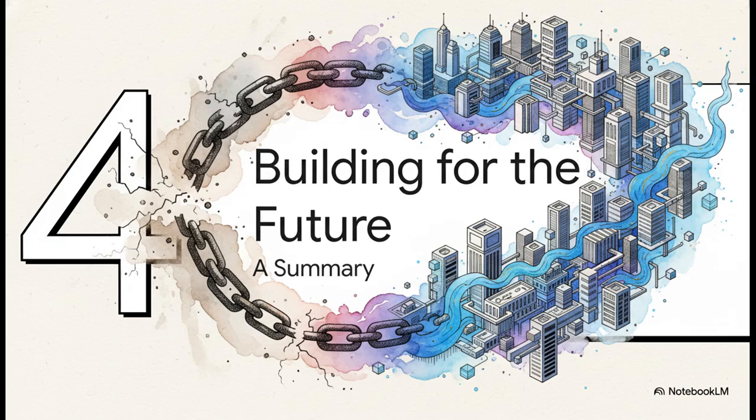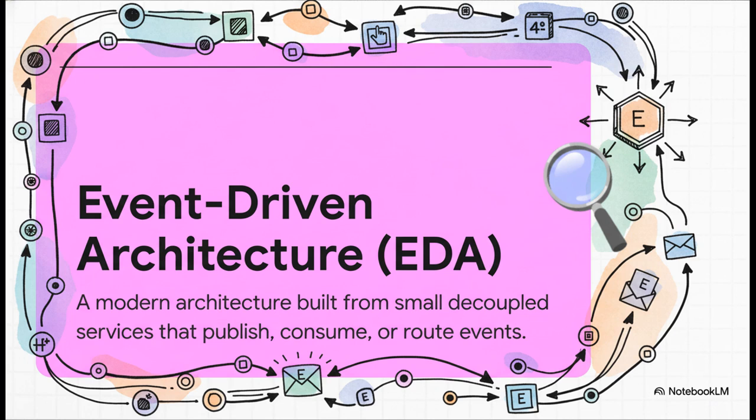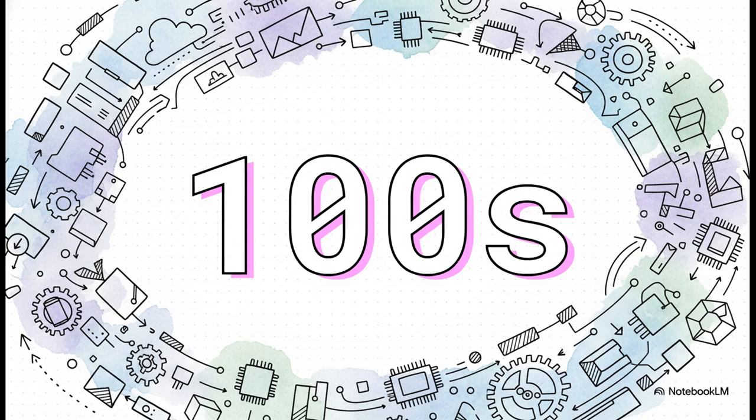So let's bring this all together. We've gone from this brittle, fragile chain of dominoes to a dynamic, resilient city of services. Let's just put a nice bow on what we've learned. So if you walk away with one thing, let it be this definition. Event-driven architecture, or EDA, is a way of building systems using a bunch of small, independent services that talk to each other by publishing, consuming, or routing these little messages we call events. And what does all that get you? The ability to build solutions with not just a handful of services, but potentially hundreds of them, all working together in harmony, but independently. This is the blueprint for how the modern internet works at a massive scale.